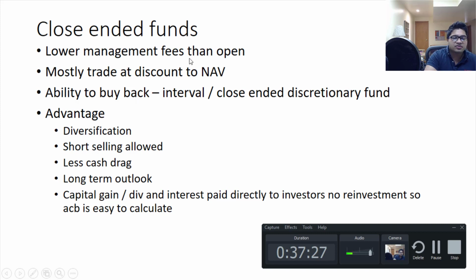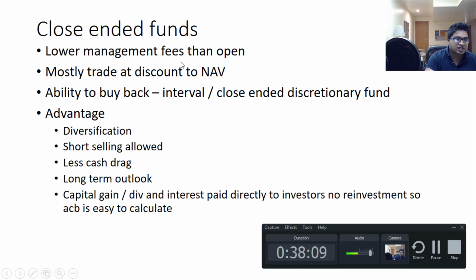Next is close-ended mutual funds. These are midway between open-ended mutual funds and ETFs. A close-ended mutual fund works like this: you give money to a fund manager who issues you units, and those units are listed on a stock exchange, so it provides liquidity by listing its units on the stock exchange. The difference between an ETF and a close-ended mutual fund: ETFs, like we saw in the last class, have an in-kind redemption and creation process. Close-ended mutual funds do not have an in-kind creation and redemption process.